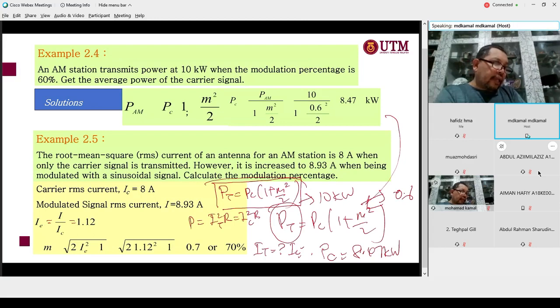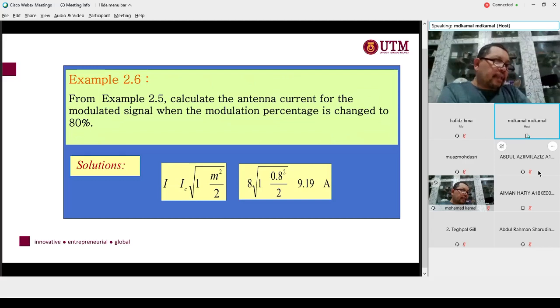Calculate the modulation index. In this case, given I carrier, the root mean square current of the antenna for AM is equal to 8 ampere when only the carrier is transmitted. So this is I carrier, and then I total is when this is the AM signal. You know this one as well. From the equations you can calculate the modulation, so you can calculate this value. I just leave it to you to do by yourself and see how it is. All right, try to do it by yourself. The same thing for this one.